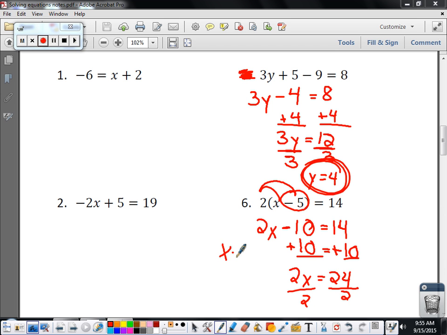And I get x equals 12. Let me check this real fast. If I plug 12 into x, 12 minus 5 is 7. 7 times 2 is 14. It works. Almost done, guys.